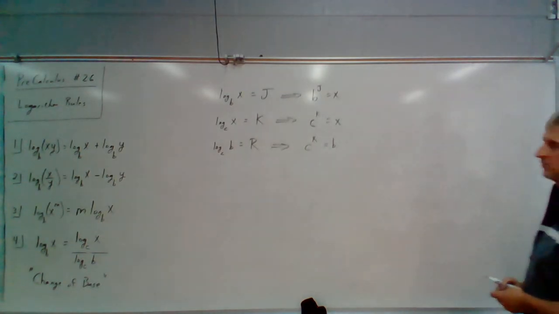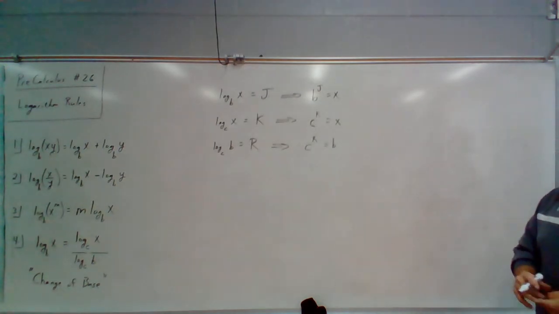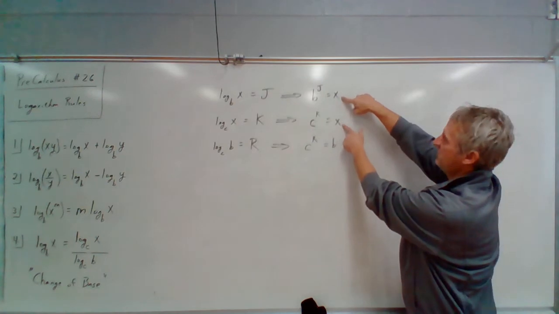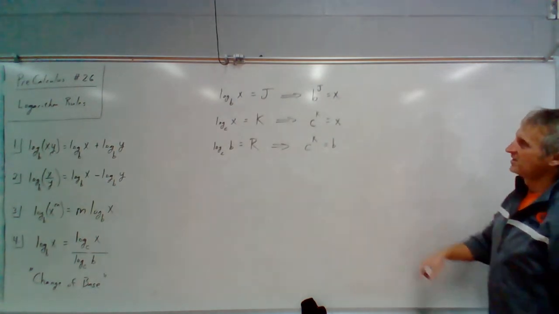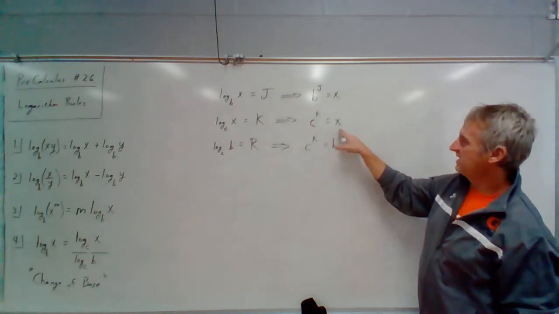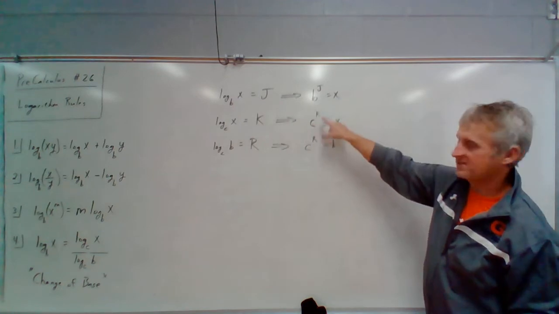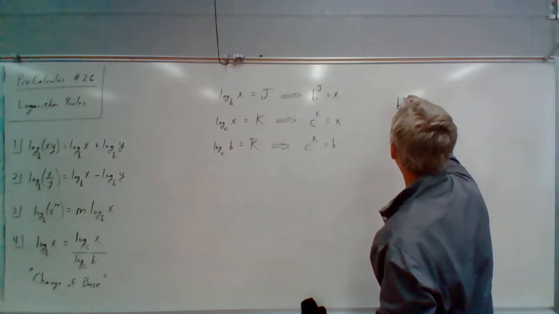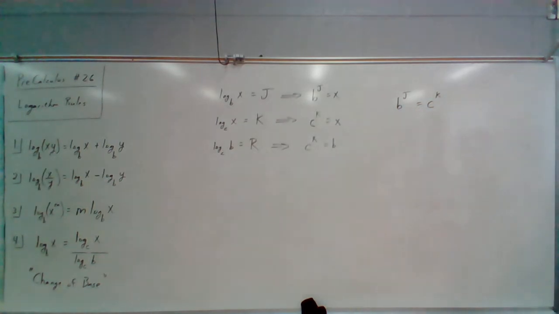All right, now let's see what we can do to these. How can we combine these some way algebraically to get what we want? The first thing I notice is that I have two x's here. I know that x is equal to this and x is equal to that. So if x is equal to b to the j and x is also equal to c to the k, then I know that b to the j has to equal c to the k. So let's write that down. B to the j is equal to c raised to the k.